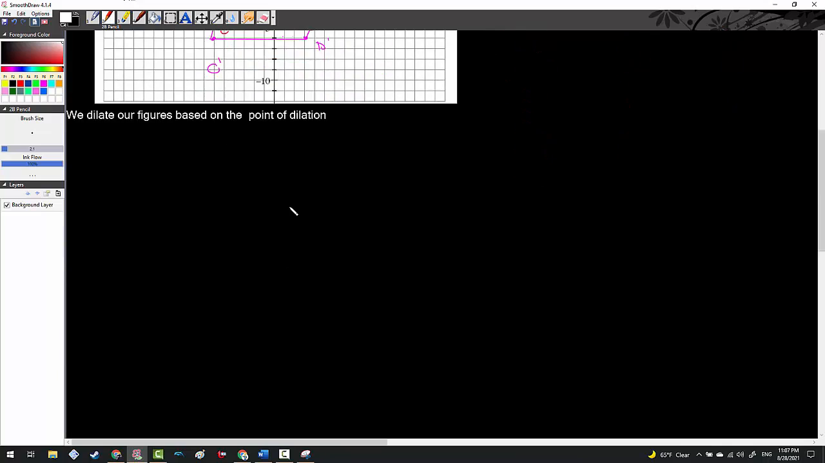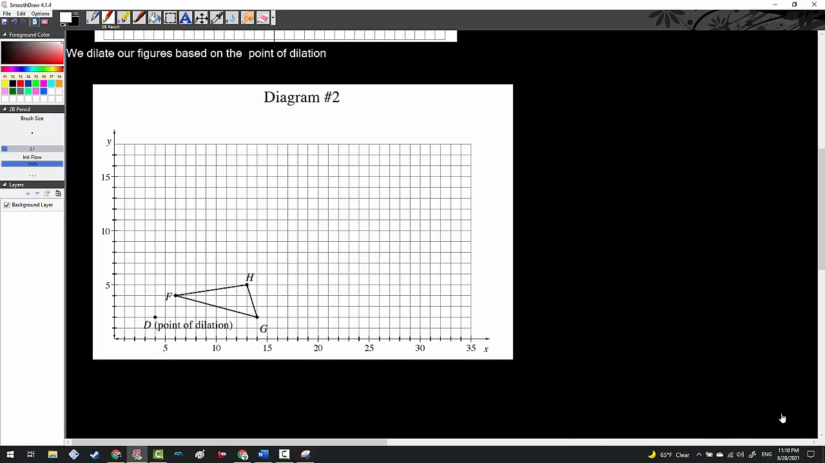So what you're going to see in this next example is that the point of dilation is actually off axis. I'll be right back with that one. And we are back with the second figure here. So now that we know that we're going to dilate this across the point D, let's keep this definition in mind. We dilate the figures based on the point of dilation.